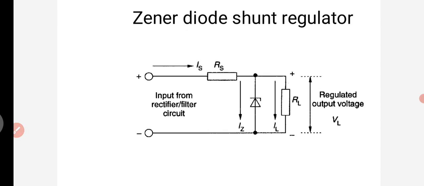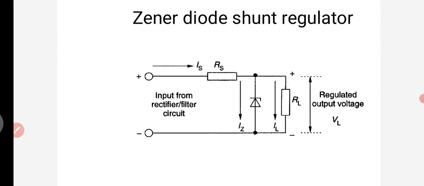So here we are using the Zener diode as a regulator. In this case we are using either a series regulator or a shunt regulator. We are going to discuss the Zener diode shunt regulator. That means the Zener diode will be connected in shunt with the load. Then this type of regulator will be called a Zener diode shunt regulator.